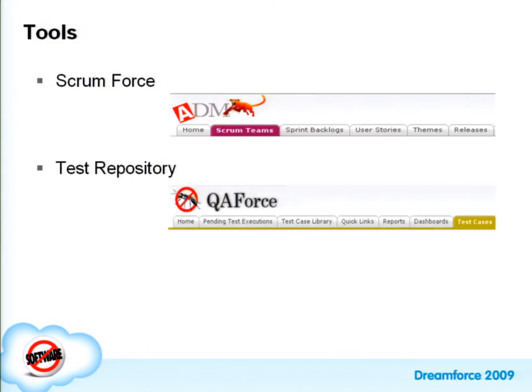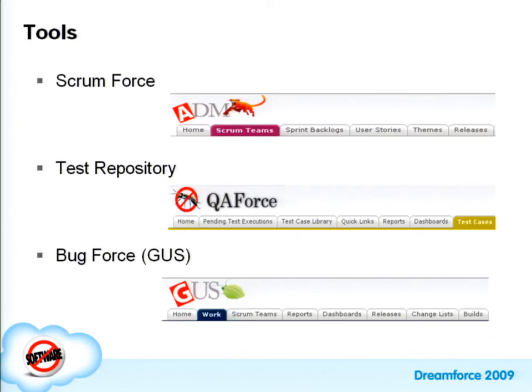The second tool we use is a test repository. It's called QA Force, and we have all our test contents inside this tool. From test cases to test executions, we monitor test executions inside this tool also. And the third one is Bug Force, and this is our defect repository. We use the work items, which are the defects, and we can do reports of how we are converging towards a release by looking at the defect management system.